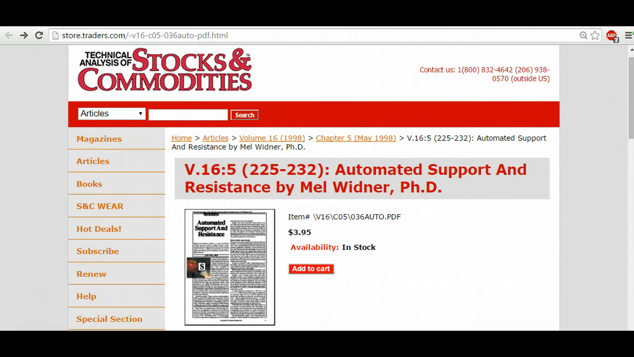Okay, here's an article from May 1998, and this guy who is a market analyst of some type, Mel Widner. I never heard of him, but I used to read this magazine. It always had cool articles back in the day. I think they still make it. And you know, good old paper, it has a shiny cover. You could buy it in a real store, but I guess you can buy this article for $3.95.